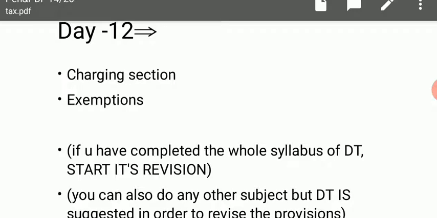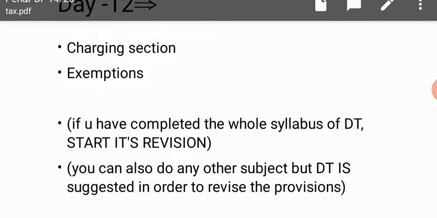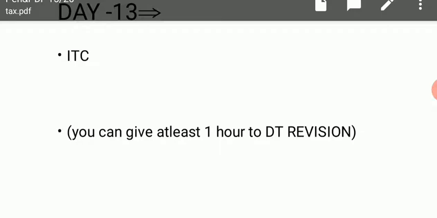That is why you need to do cumulative revision of DT along with GST. You can allot at least 1 to 2 hours, and other time you can do it with your GST targets. You can also do any other subject, but DT is suggested in order to revise the provisions. On day number 13, you have to complete your ITC. It is a very important chapter, and 1 day is sufficient for it. You can give at least 1 hour to DT revision.